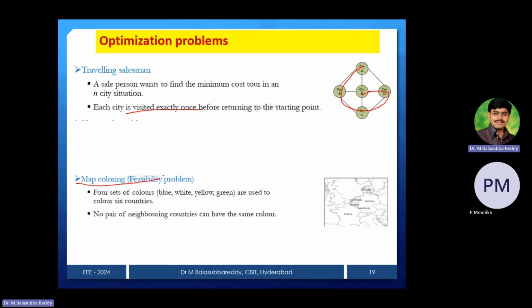Another thing you can see is map coloring. Four sets of colors are identified, and we need to color the given map. For that, no pair of neighboring countries can have the same color. So if I mark one color for this country, the next adjacent country should not be the same color. We need to change that color using blue, white, yellow, and green. That is also an optimization problem: we have to identify the countries and color them with different colors.